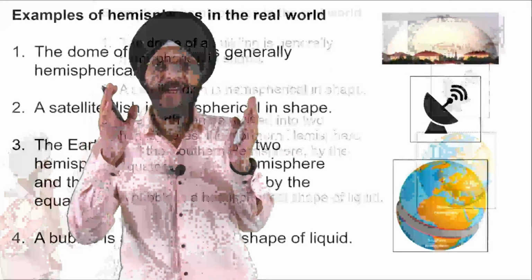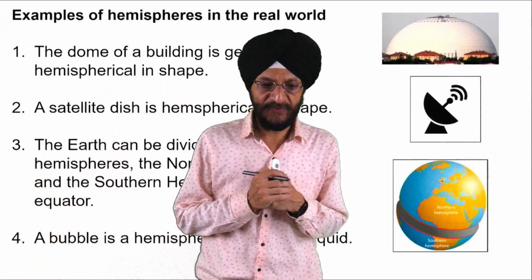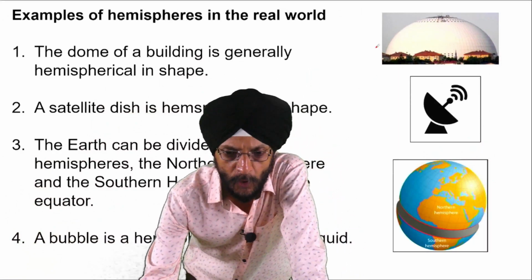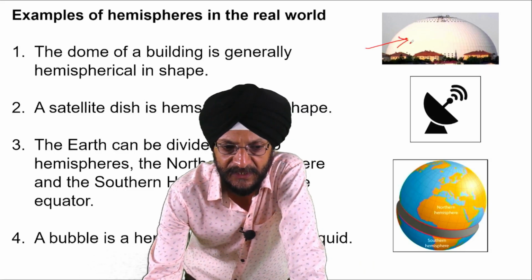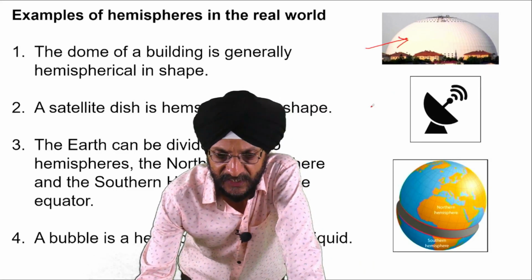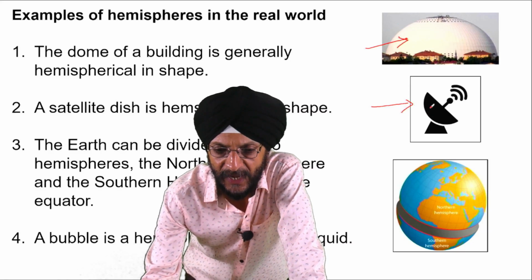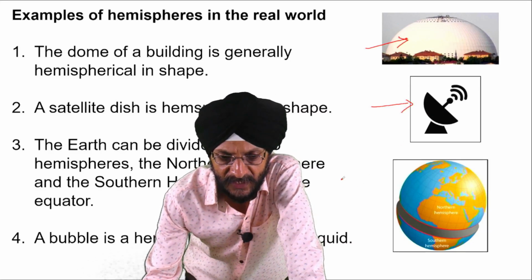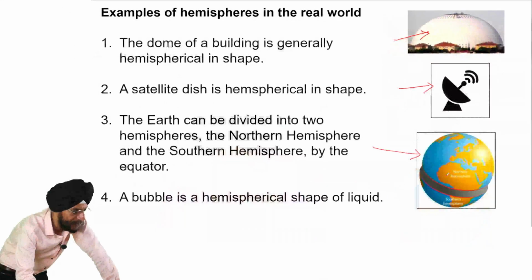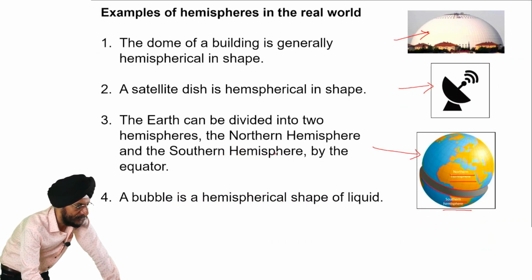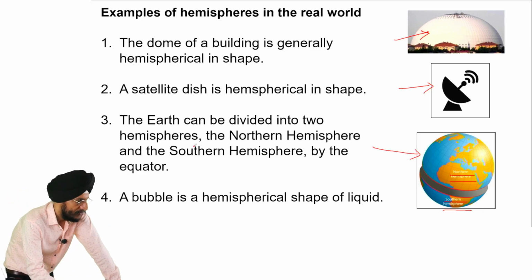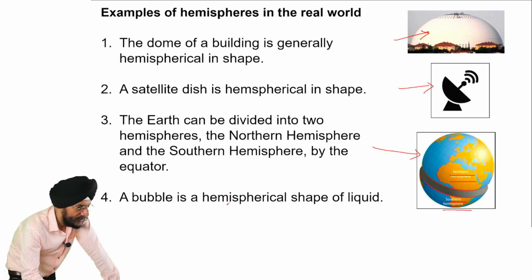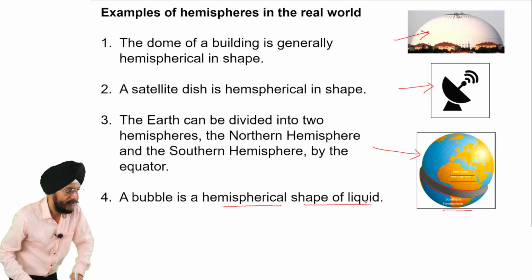Now, what are the real world examples of hemisphere? The dome of a building is generally hemispherical in shape. A satellite dish is hemispherical in shape. The earth can be divided into northern hemisphere and southern hemisphere. That is, earth can be divided into two hemispheres. A bubble is a hemispherical shape of liquid.